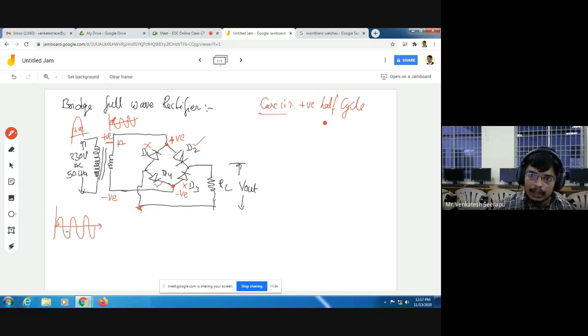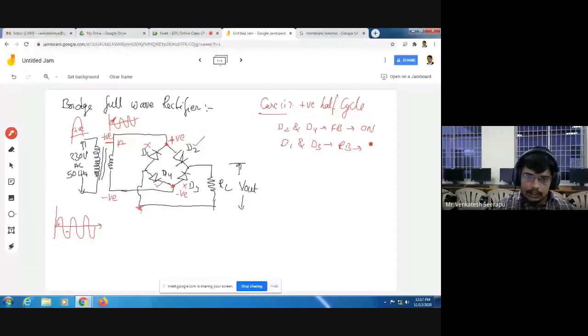So whenever I apply a positive half cycle, diodes D2 and D4 are in forward bias, acting like an on switch. Similarly, diodes D1 and D3 are in reverse bias, acting like an off switch. So our diagram becomes as follows.